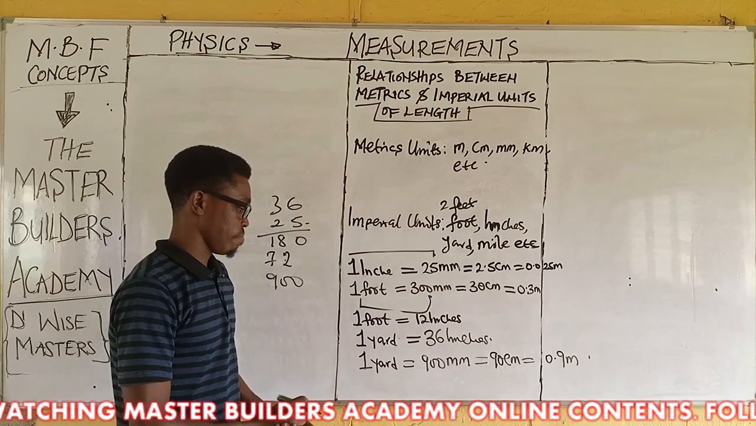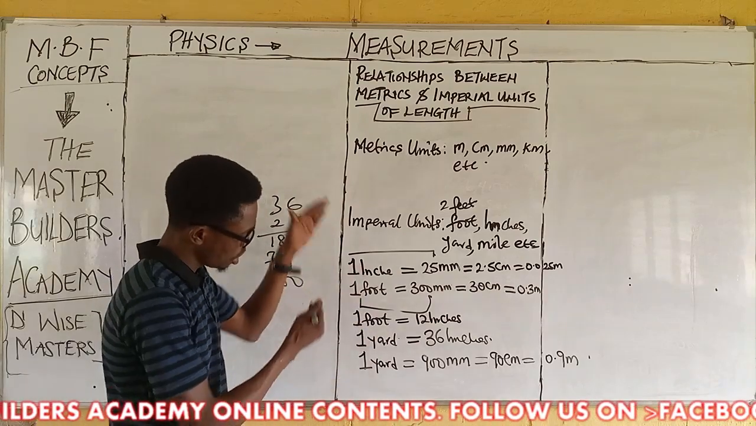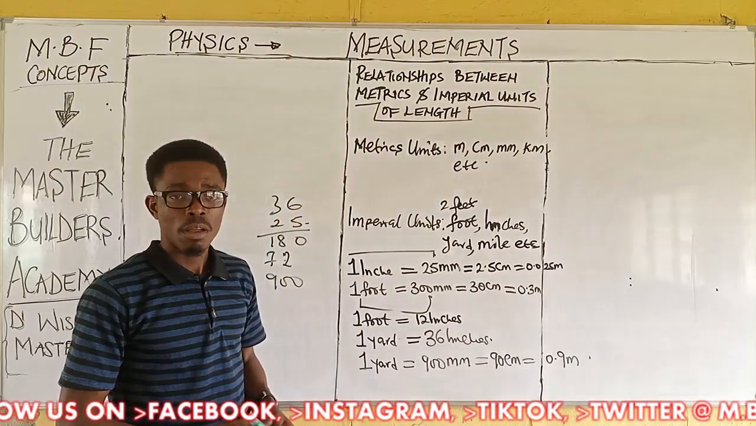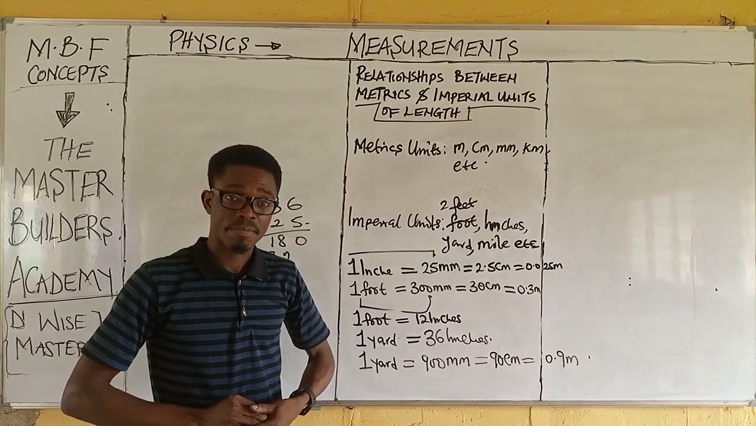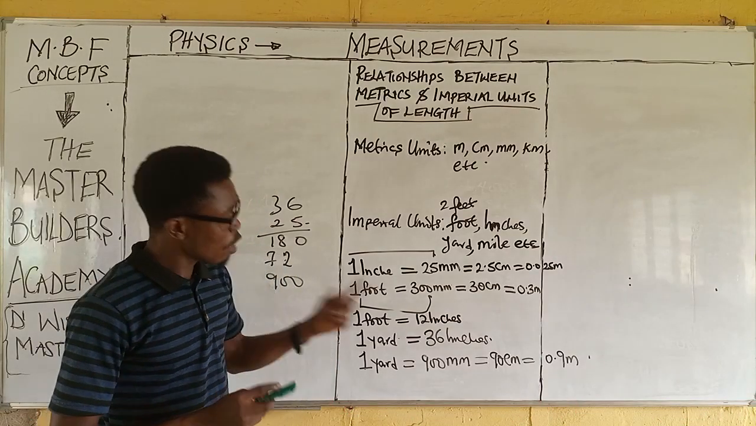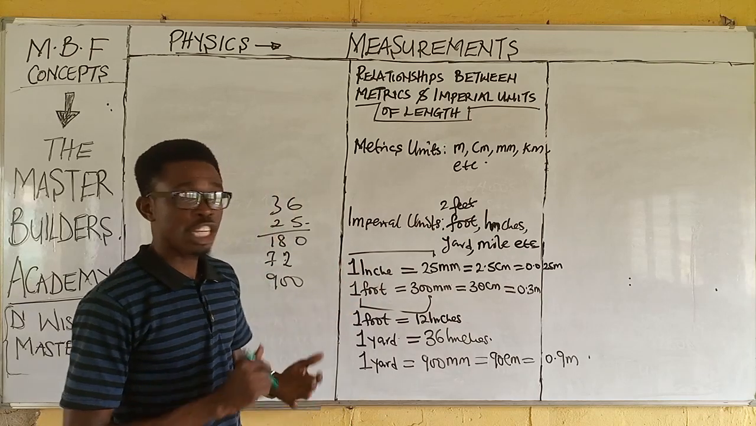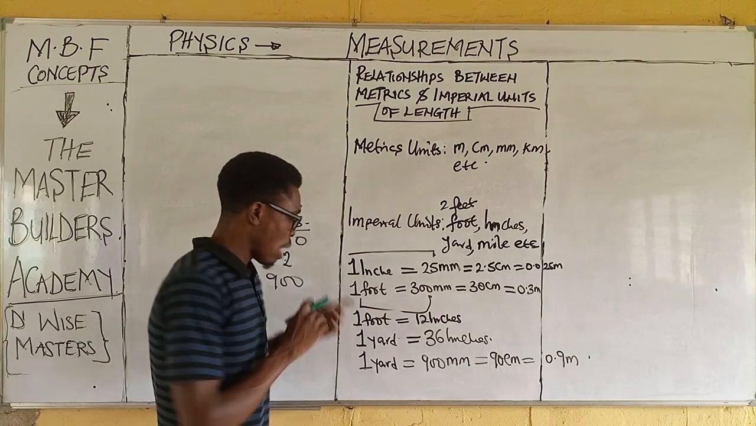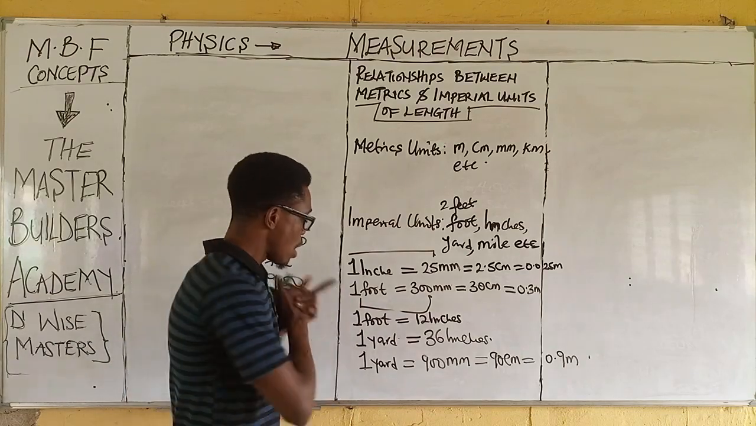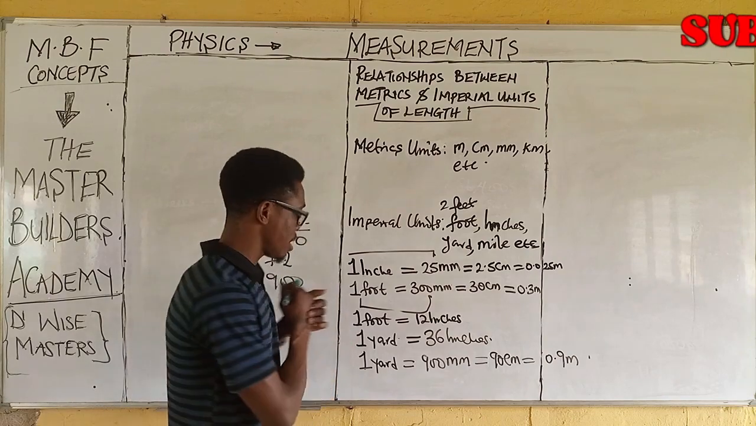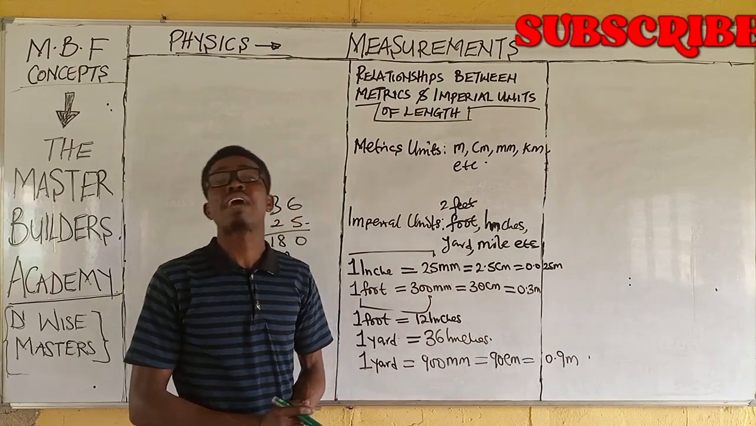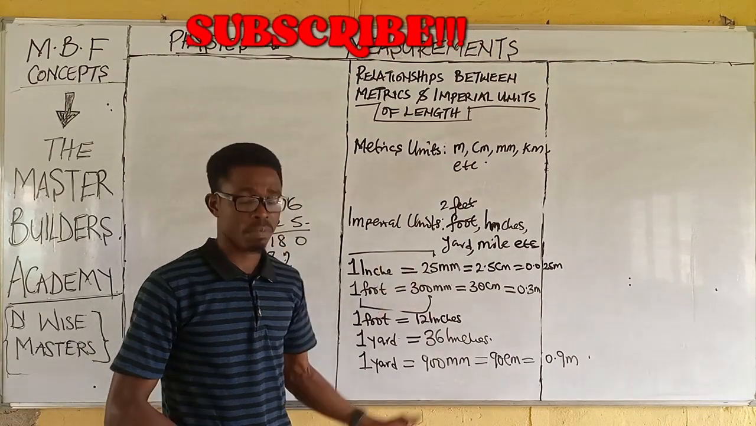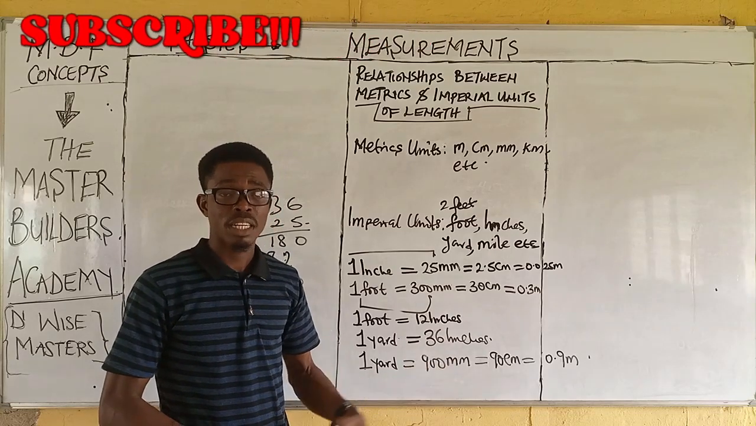Okay? It's as simple as this. This is the basic relationship between the metric units and the imperial units of length. Now, guys, don't forget that 1 inch is 25 millimeters. 1 foot is 300 millimeters. Then 1 foot also is equivalent to 12 inches. 1 yard is equivalent to 36 inches, and 1 yard is equivalent to 900 millimeters. Every other conversion can be deduced from all of these standards that we have here.